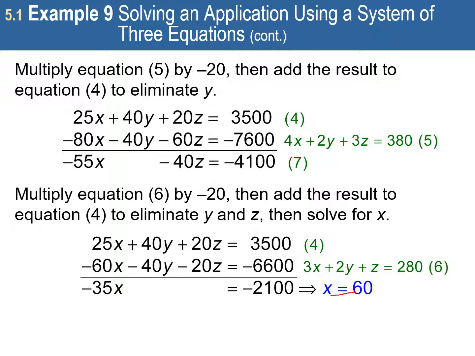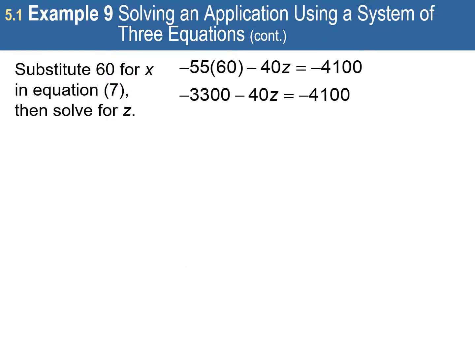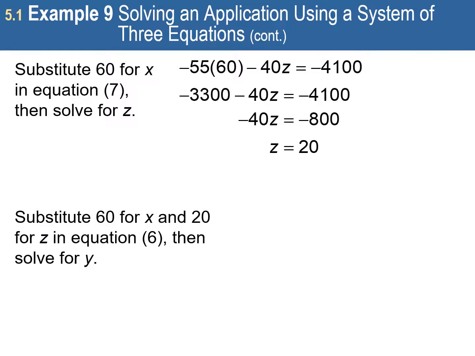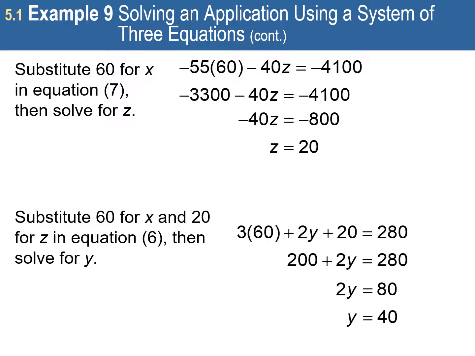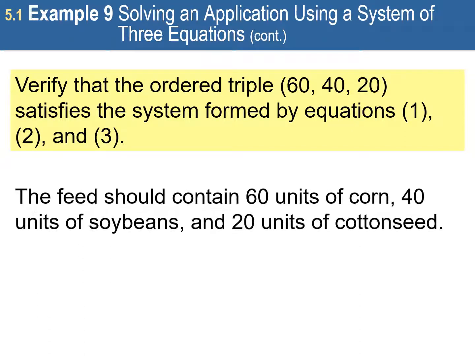Now that I have x is 60, I substitute it into one of my equations, and I'm able to solve and get z is equal to 20. Now substitute 60 and 20 in, and I can solve for y. So you need to verify that the ordered triple (60, 40, 20) satisfies the system of equations from the original set of equations. So the feed should contain 60 units of corn, 40 units of soybean, and 20 units of cottonseed.